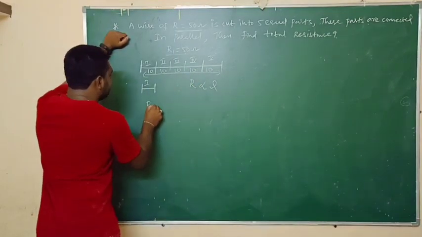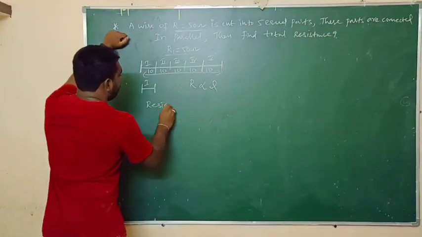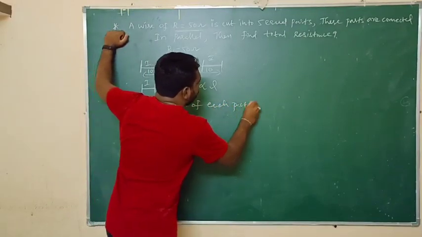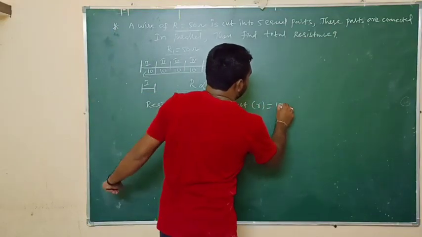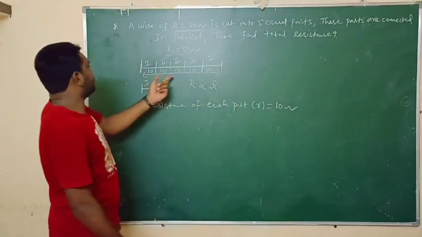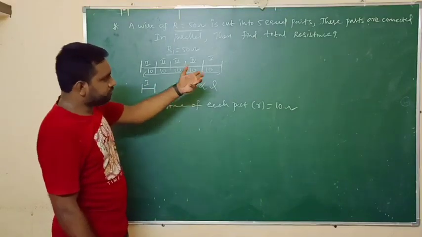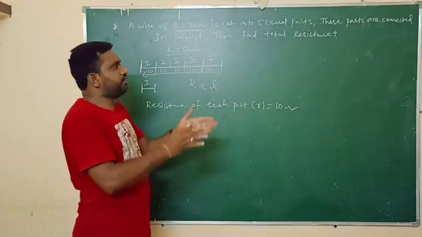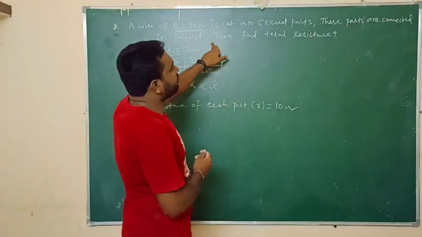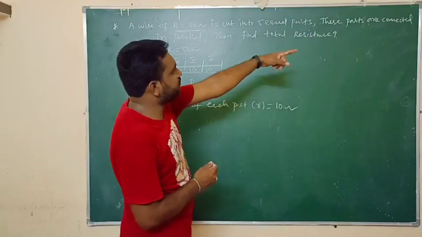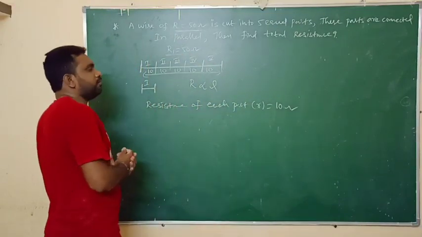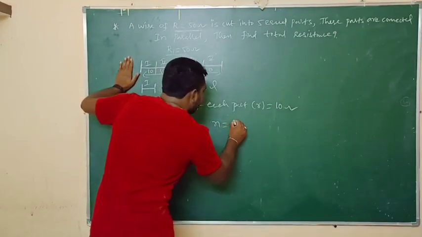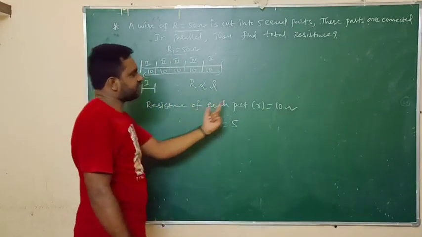Now the resistance of each part, considered as small r, is nothing but 10 ohms. So we have 5 equal resistors of resistance 10 ohms after they are divided into 5 equal parts. Then these parts are connected in parallel. Again these 5 parts are connected in parallel. So how many resistors are we getting? Number of resistors n equal to 5. The resistance of each part is 10.